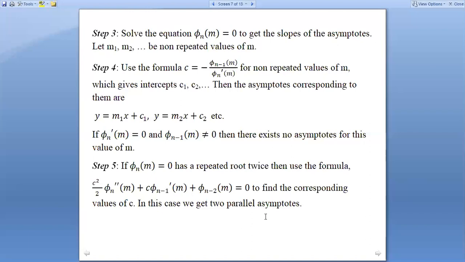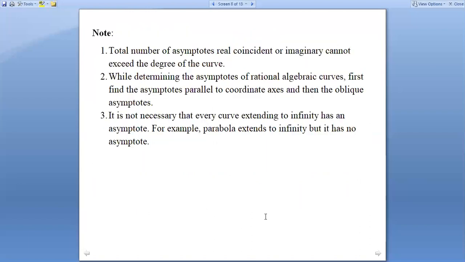So these are the 5 steps which you have to remember to find the equation of the asymptote, which is an oblique asymptote. So these are some things which you have to remember while solving the problems based on asymptotes. Total number of asymptotes, real, coincident, or imaginary, cannot exceed the degree of the curve. Suppose the degree of the equation of the curve is 3, then the total number of asymptotes will be at the maximum 3 and not more than that.